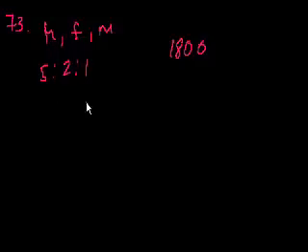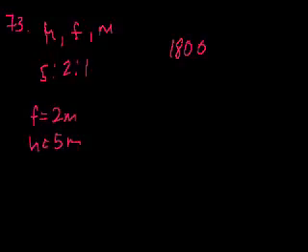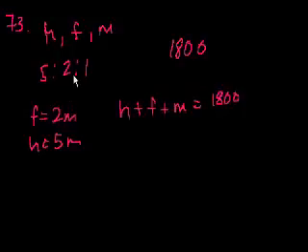So we could view it this way. Food is going to be twice the miscellaneous, right? Food is equal to 2 times the miscellaneous. And household items is going to be 5 times the miscellaneous. So we could say that household plus food plus miscellaneous is going to be equal to 1,800.